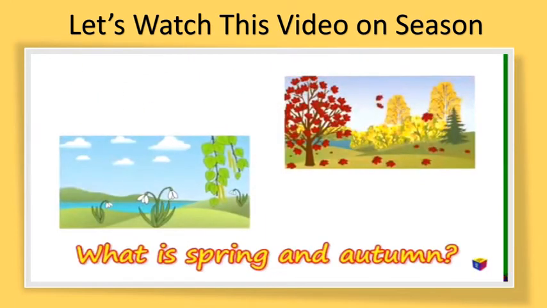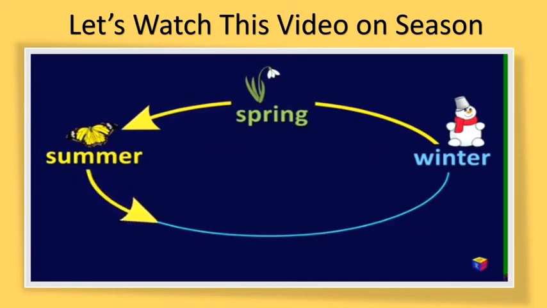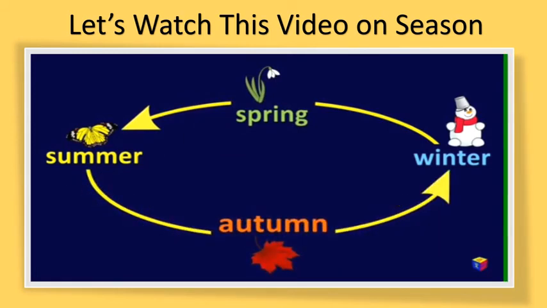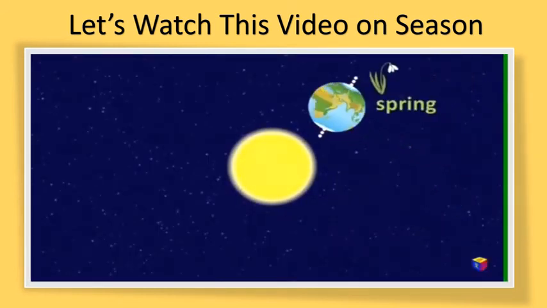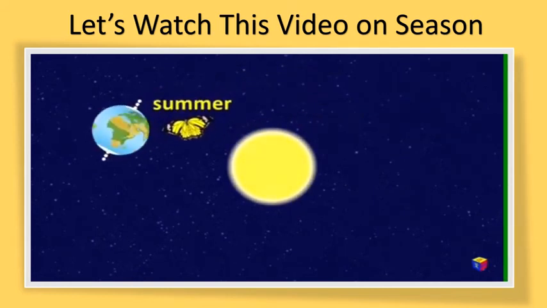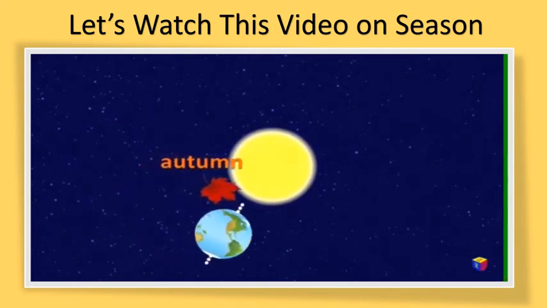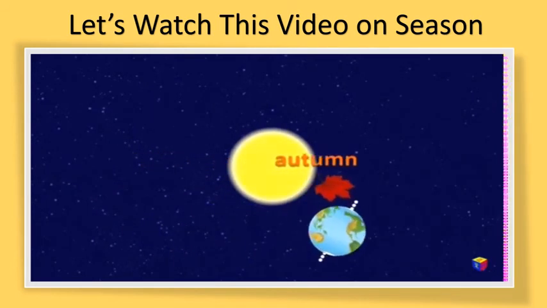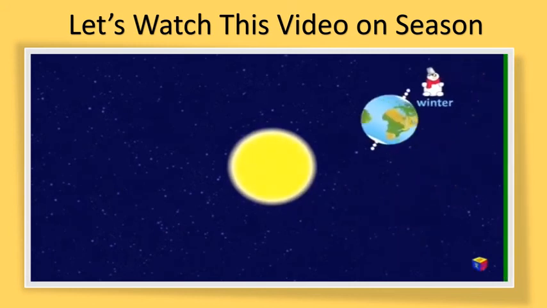So what are spring and autumn then? Spring is a transition from winter to summer, and autumn is a similar transition from summer to winter. Now it's winter in the northern hemisphere, but the Earth continues its journey along its orbit, and winter is changed to spring. Then comes summer, and summer is followed by autumn. After autumn comes winter, and everything starts all over again.